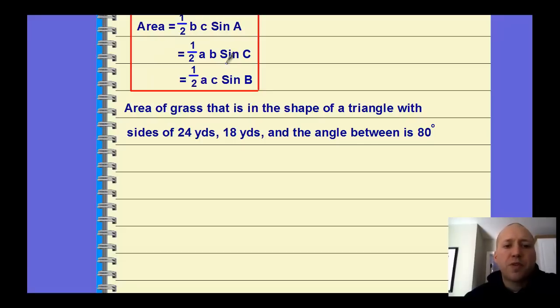Area, these are just the formulas for area if you're given side, angle, side, which is really what we're talking about here. Then you can use these formulas to find the area of a triangle. I'm not going to go through this one. It's just plug and chug. So plug in the two sides and the angle you know, and then evaluate it to find the area. Make sure you include your units squared when you evaluate it.